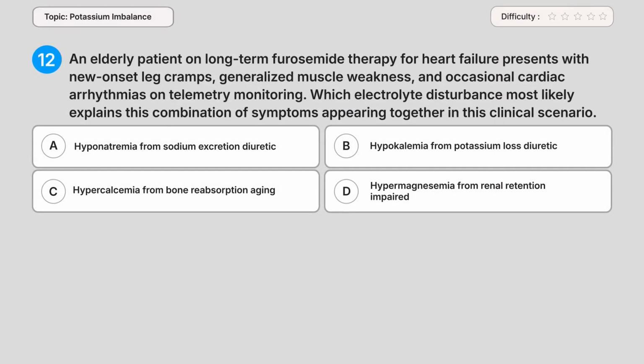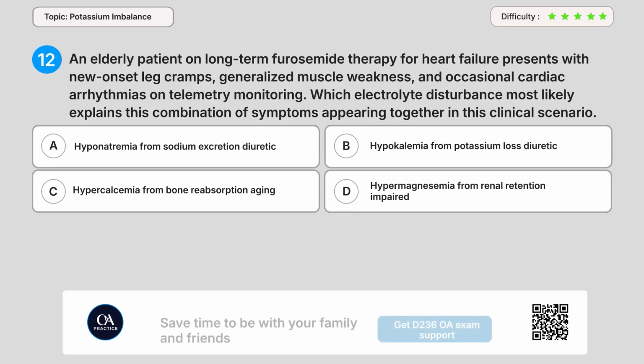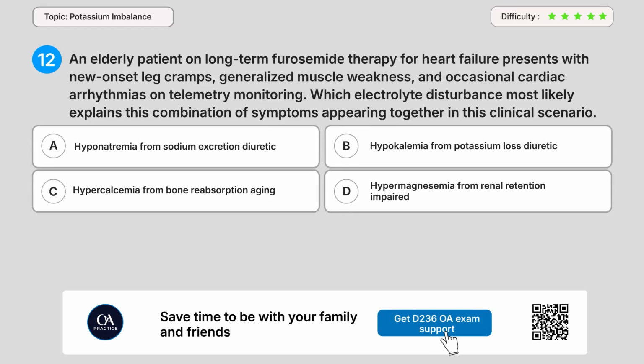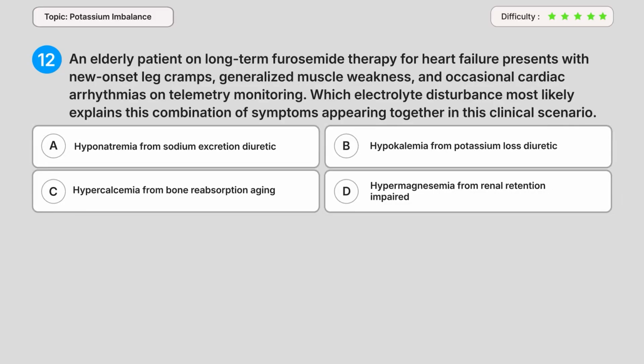Question 12. An elderly patient on long-term furosemide therapy for heart failure presents with new-onset leg cramps, generalized muscle weakness, and occasional cardiac arrhythmias on telemetry monitoring. Which electrolyte disturbance most likely explains this combination of symptoms appearing together in this clinical scenario?